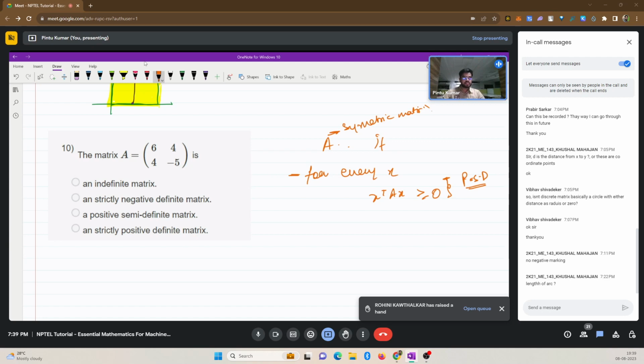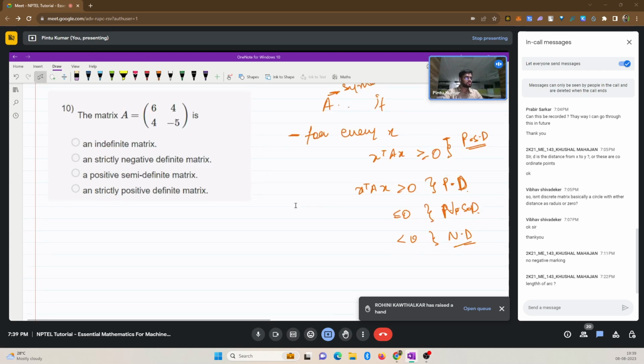Now, if this x transpose A x was strictly greater than 0, then we would have called it a positive definite matrix. Okay. Now the third is, if this was less than or equal to 0, then it would be a negative semi-definite matrix. And if it was strictly less than 0, it is a negative definite matrix. Last point is that if none of them is true, then we will call this kind of matrix an indefinite matrix, that we don't know much about.